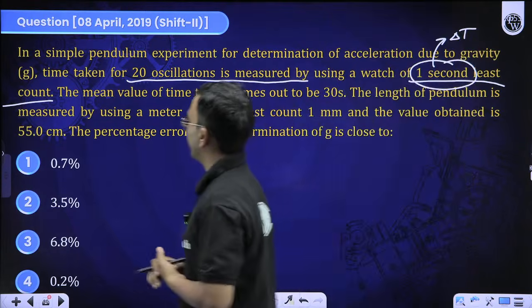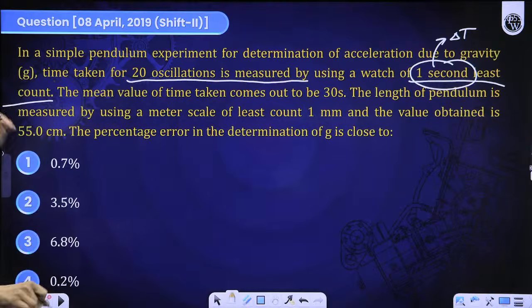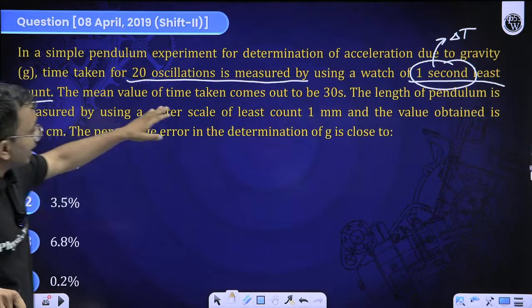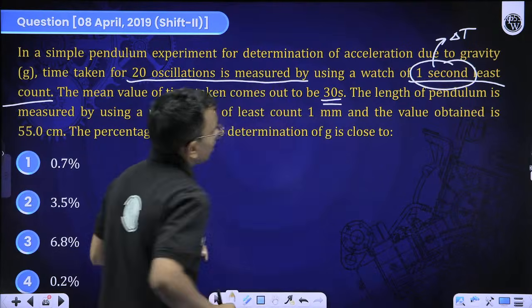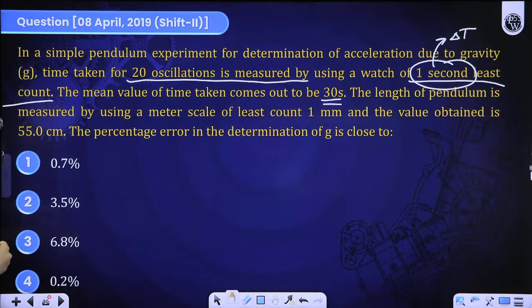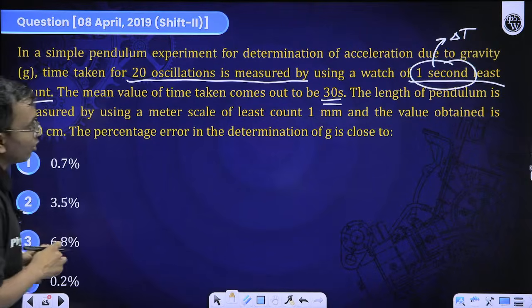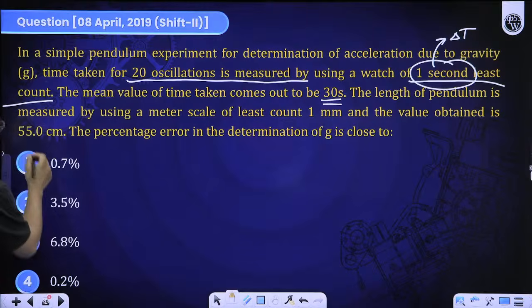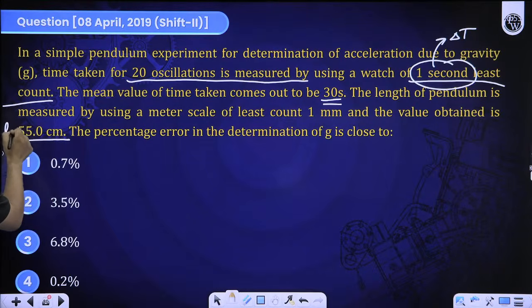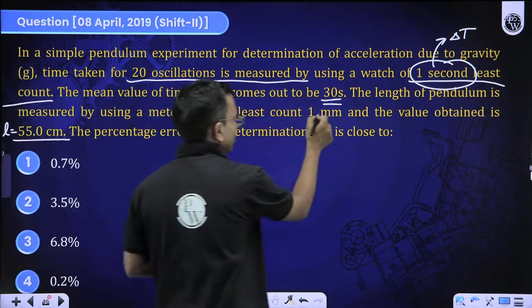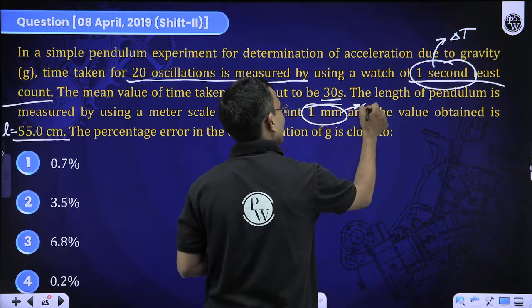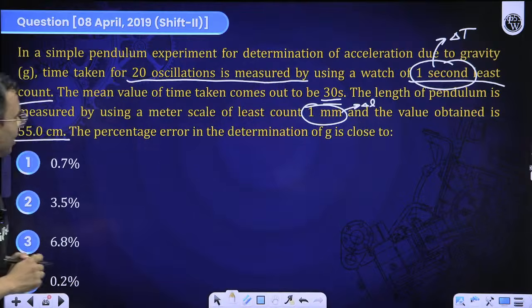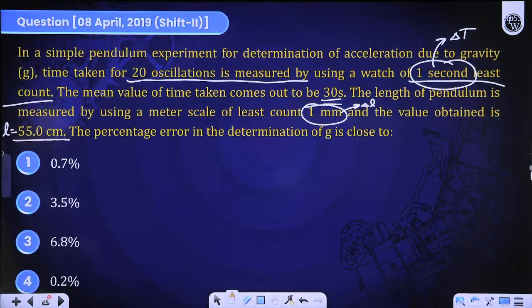Yes, this is my delta t. Then the mean value of time taken comes out to be 30 seconds. The length of the pendulum measured by using a meter scale of least count 1 mm is obtained to be this. This is my length. And this is my possible error in the length, maximum possible, which is my delta L. Then the percentage error in determination of g is close to.